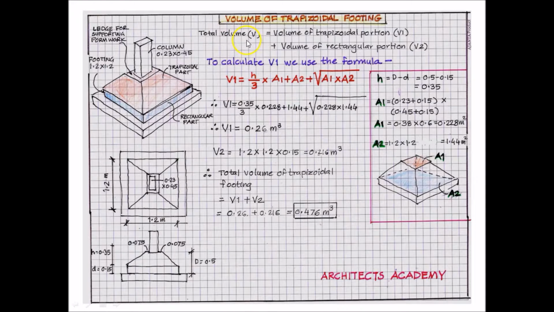Now we know that the total volume is equal to the volume of the trapezoidal portion plus the volume of the rectangular portion. That means the total volume of the trapezoidal footing is V1 plus V2. That gives us 0.26 plus 0.216. That works out to 0.476 cubic meter. So that is how we calculate the volume of a trapezoidal footing.